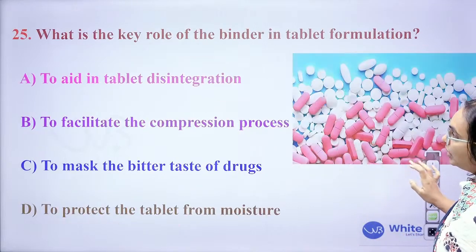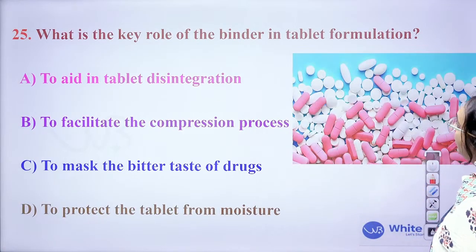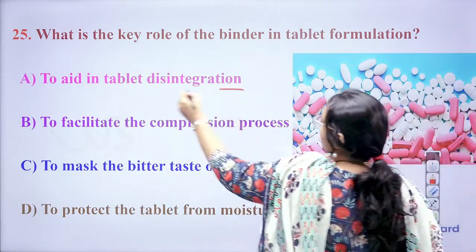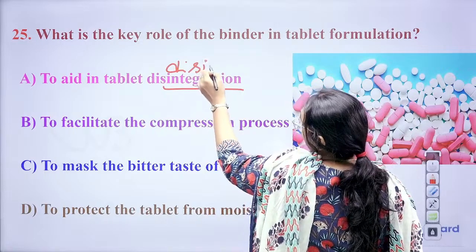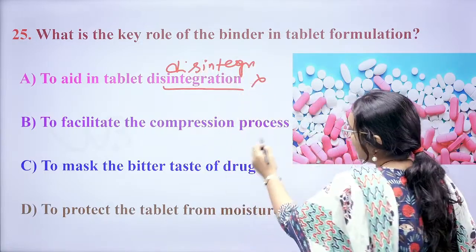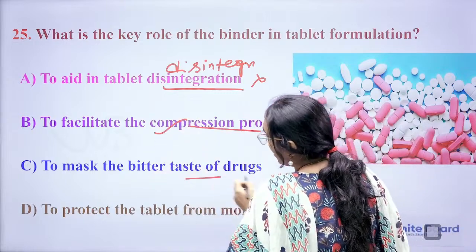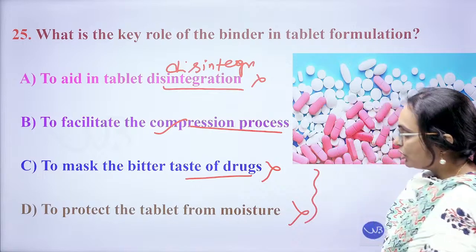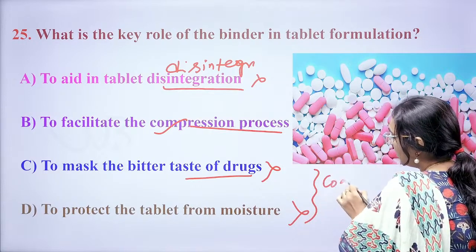Next question. What is the key role of the binder in the tablet formulation? To aid in tablet disintegration, we will use disintegrants. For this process, disintegrants are used, so this is not the option. Facilitate the compression process? Yes, in one way. Mask the bitter taste? No. Protect the tablet from moisture? No. For this purpose, we will use certain coaters.